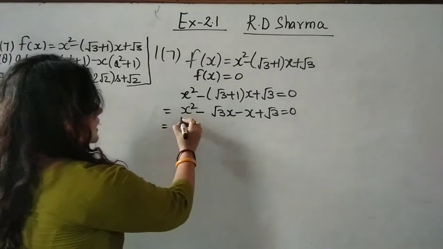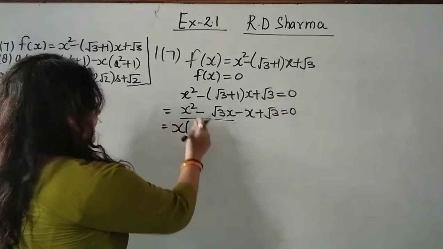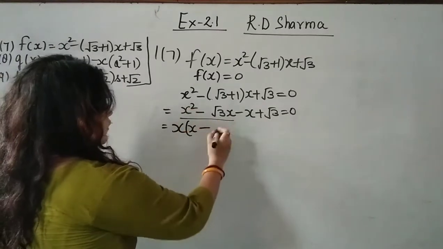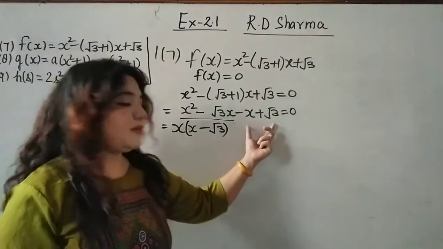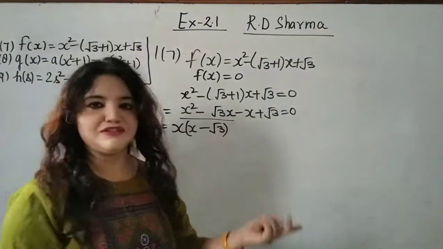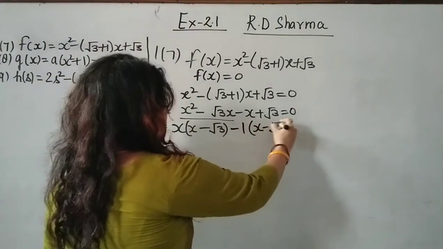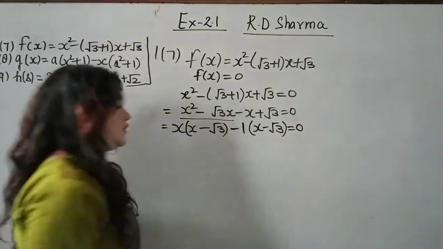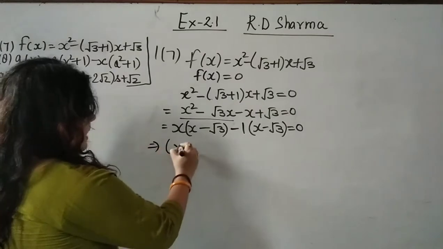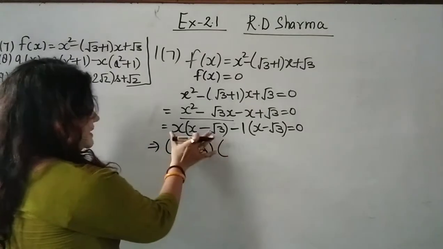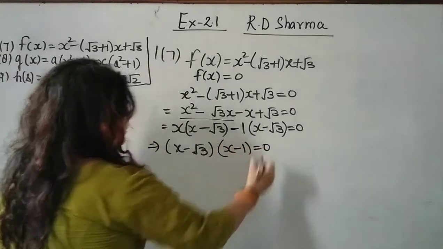Now see, what is common in these two terms? x is common, so we take x common. What is left here? x minus root 3. And now in the next two terms nothing is common, so we take minus 1 common. Minus 1 times (x minus root 3) is equal to 0. Now what is common in the whole? x minus root 3. So what is left here? Only x. And here what is left? Minus 1, is equal to 0.